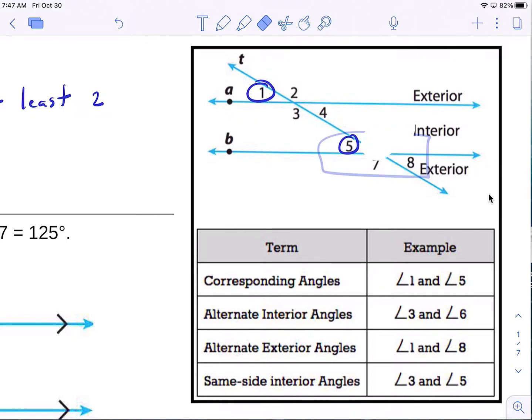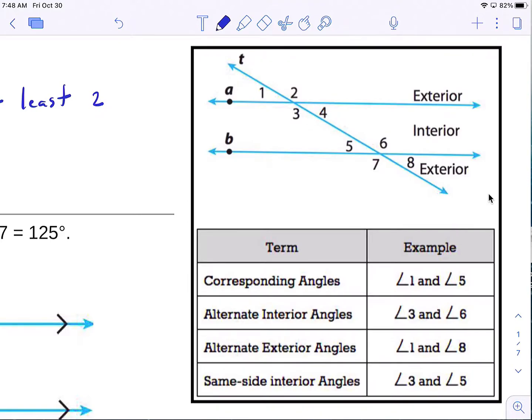So if we keep doing that, what other pairs of angles would be corresponding angles? Another pair would be 3 and 7, because 3 is in the bottom left and 7 is in the bottom left. We can keep going. Try to think to yourself for a second, what would be another pair of corresponding angles? If we keep going, another pair would be angle 2 with angle 6. They're both in the top right. And then the last pair of corresponding angles would be angle 4 and angle 8, both in the bottom right.